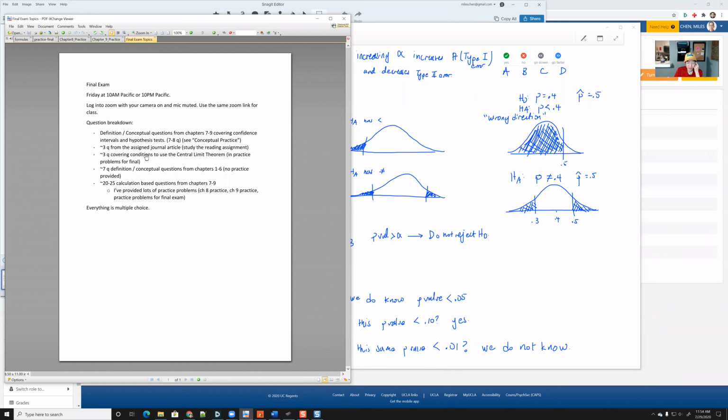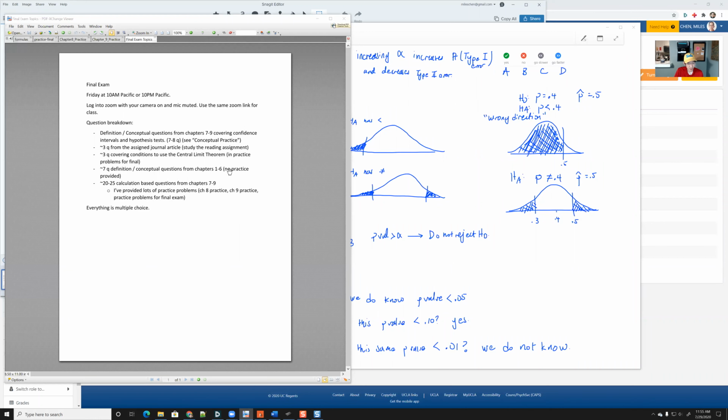Questions covering the central limit theorem, conceptual questions from chapters 7 through 9. So that's kind of what we've covered. The journal article, you should have gone over that in your discussion or lab section, so I'm not going to do that here. Or I don't know if you had any questions from the journal article reading that you want to ask me. But you'll have a few questions there.